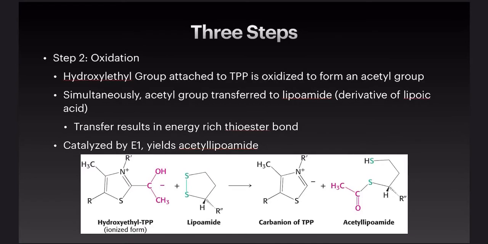Now, this is a high energy bond, and we need this energy to keep the reaction going. The disulfide group of lipoamide is reduced to its disulfhydryl form in this reaction. As we can see, this bond here is breaking. And this is also catalyzed by E1 and yields acetyl lipoamide. And we're back to the carbanion of TPP. Like we said before, it was not permanently altered.